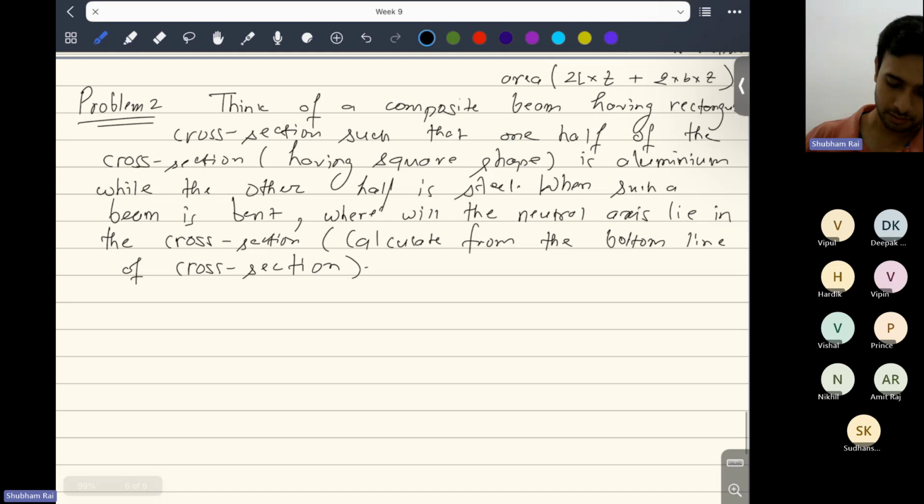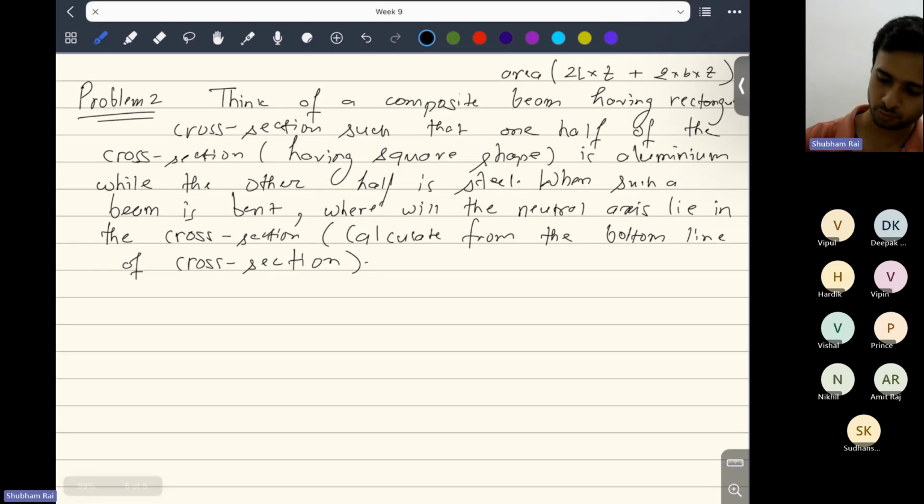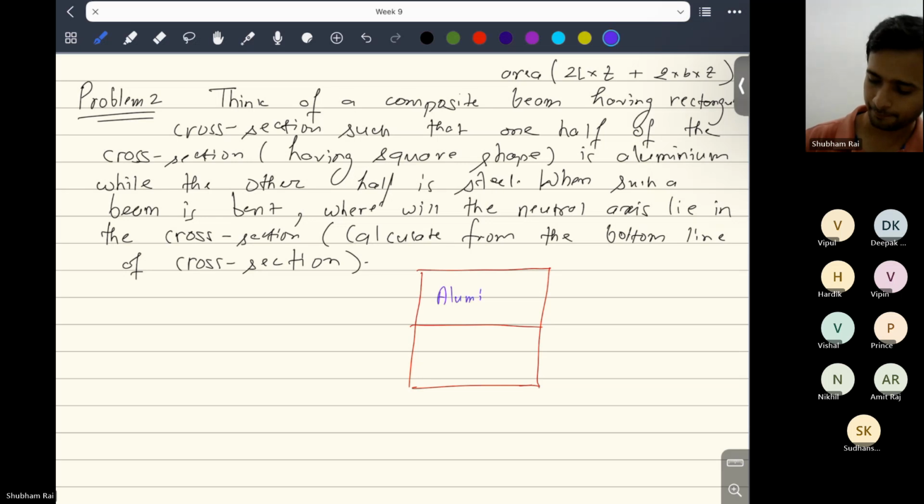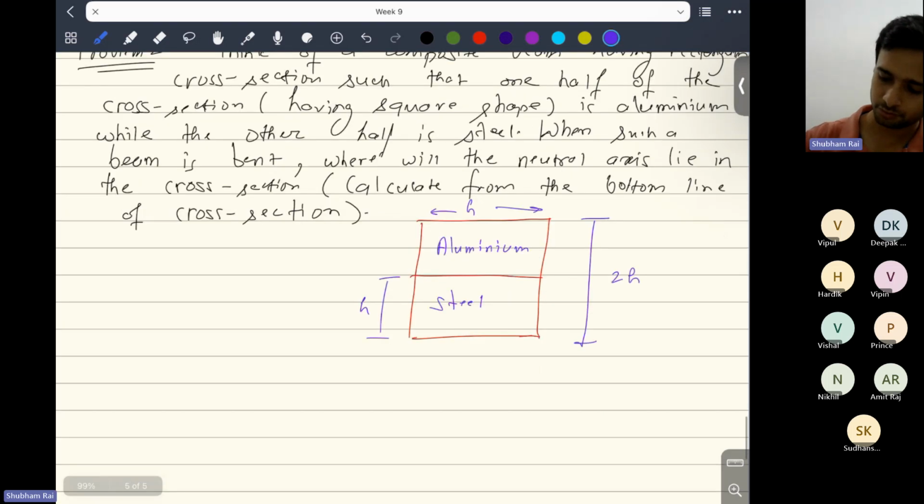Okay, so let me just draw. The beam looks something like this, and the cross section looks something like this. Say this is aluminium and this is steel, and this height is, let's say, 2h. Then this will be h, because each half cross section is square, and this will also be h. Right? So let me do the solution.